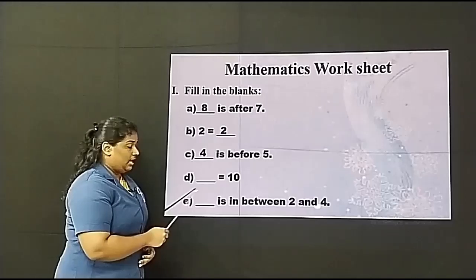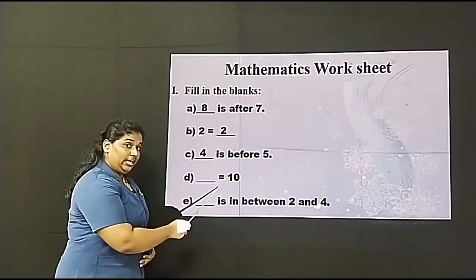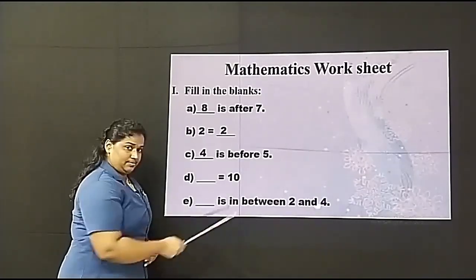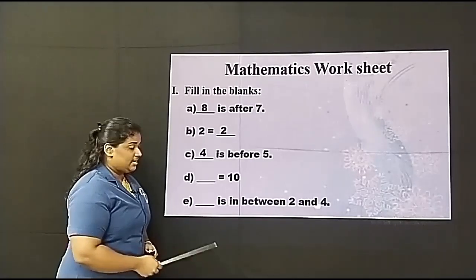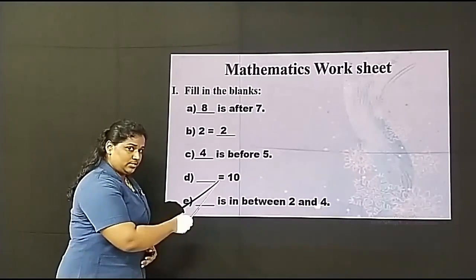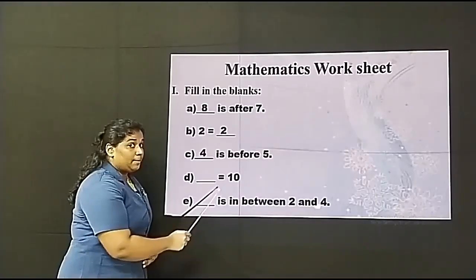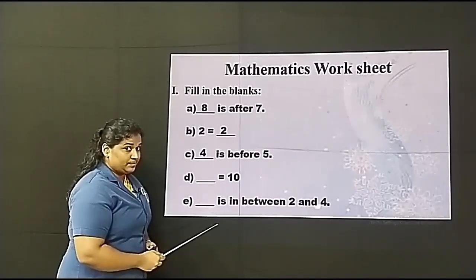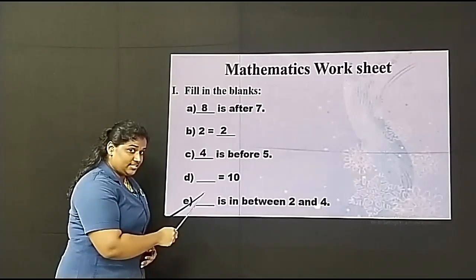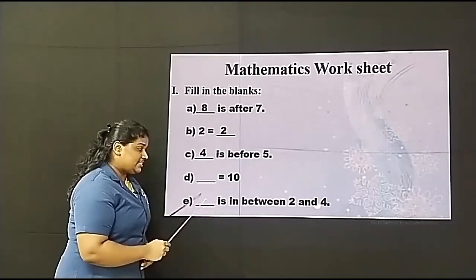Question D. Dash is equal to 10. As I said, when we use equal to symbol, numbers on both sides must be same. So, here the answer is very good, 10.